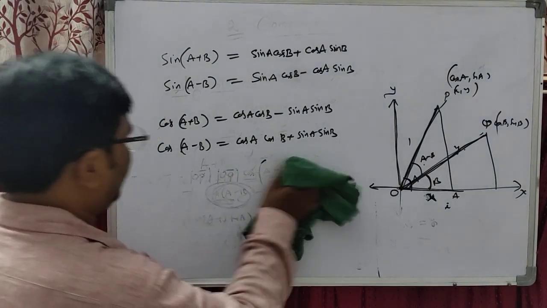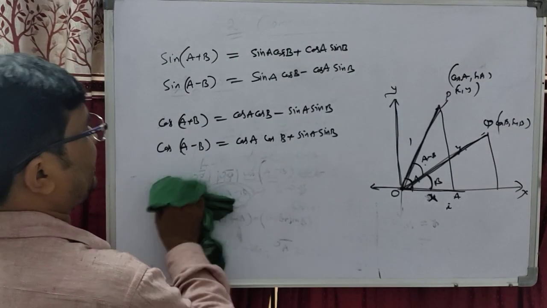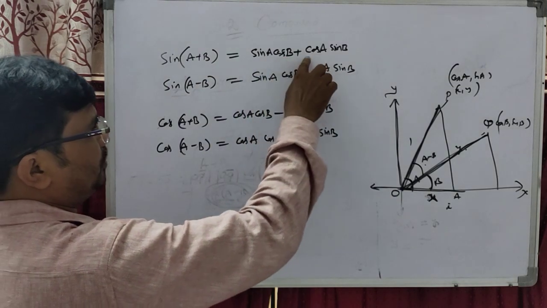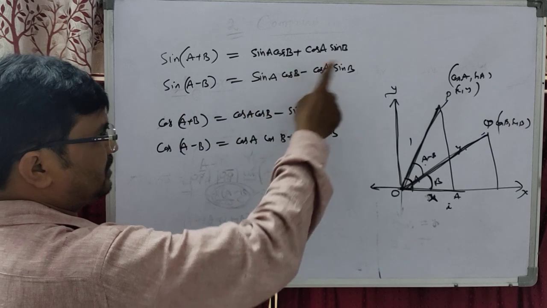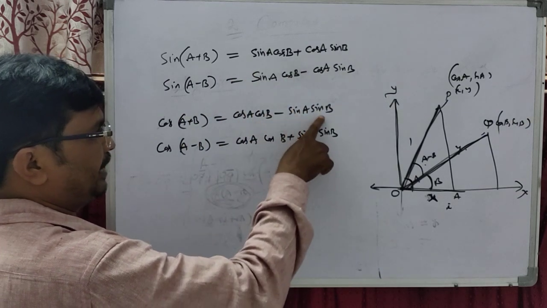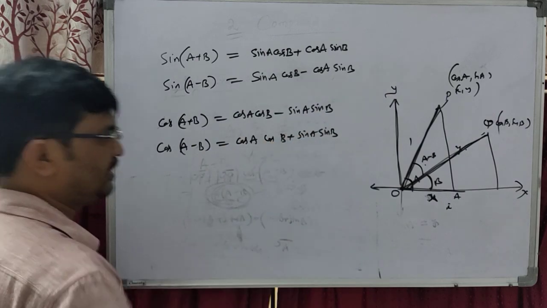Sin of A minus B. What is sin of A minus B? Sin of A plus B is sin A cos B plus cos A sin B. Sin of A minus B is sin A cos B minus cos A sin B. Cos of A plus B is cos A cos B minus sin A sin B. Cos of A minus B is cos A cos B plus sin A sin B.